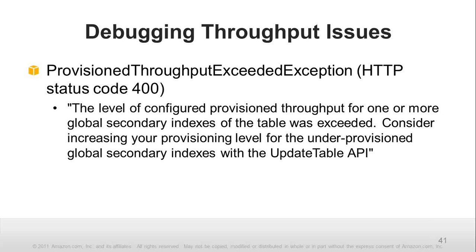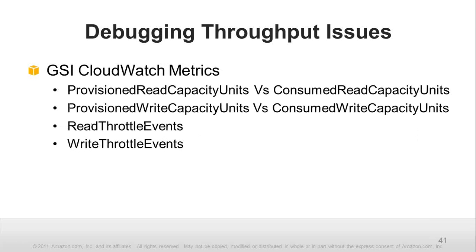So one good practice is to always log your error messages in your app tier, for example. In this case, the error message would be: the level of configured provisioned throughput for one or more global secondary indexes of the table was exceeded. Consider increasing your provisioning level for the underlying provisioned global secondary indexes with the UpdateTable API. The key thing is this error message does not show the global secondary index that was causing this, right? So how do we find that?